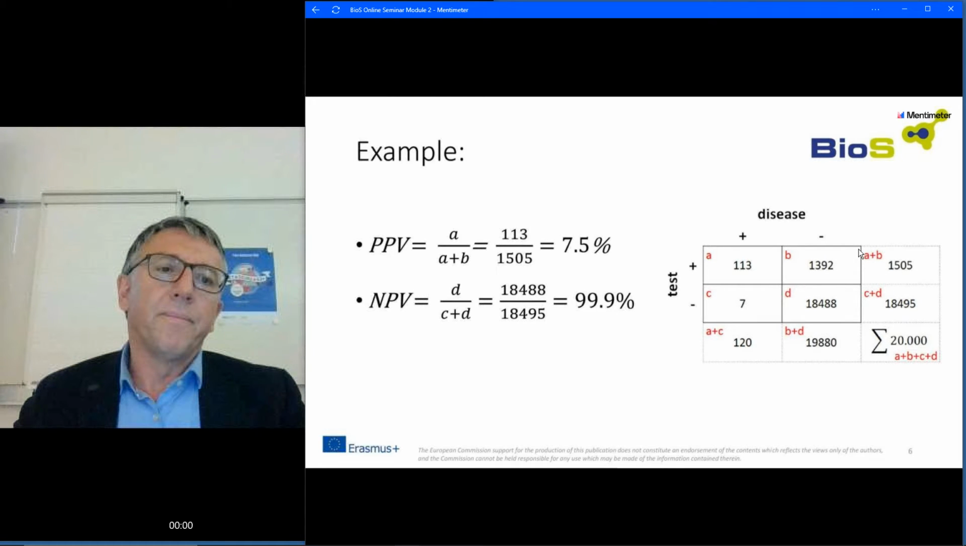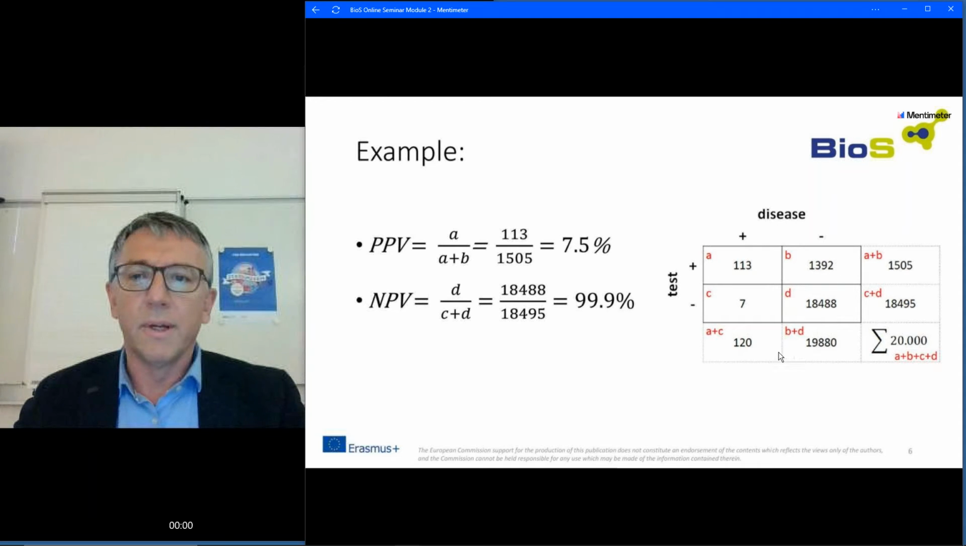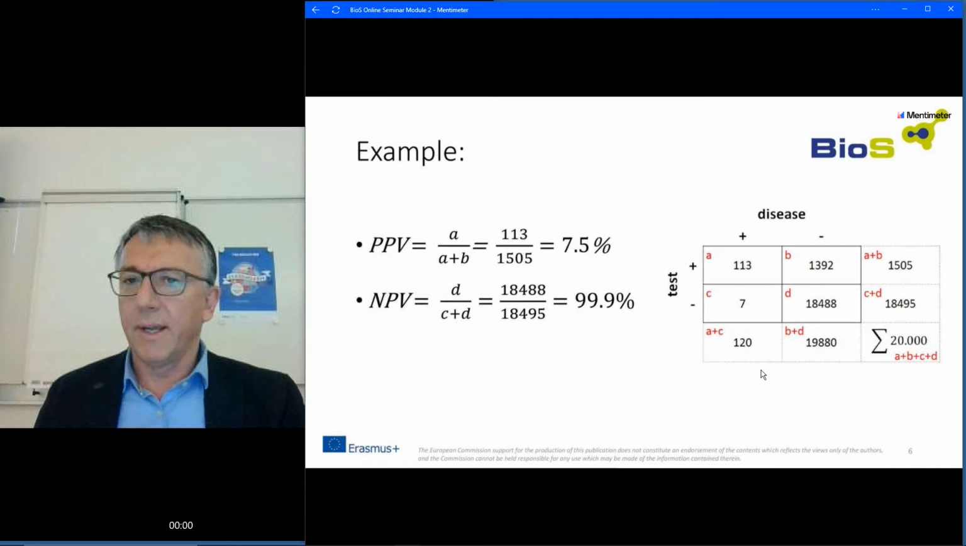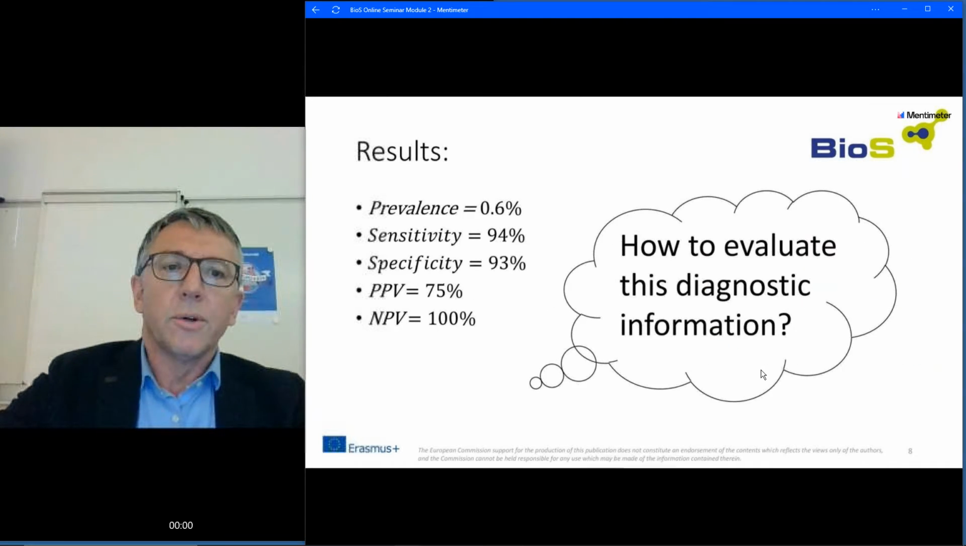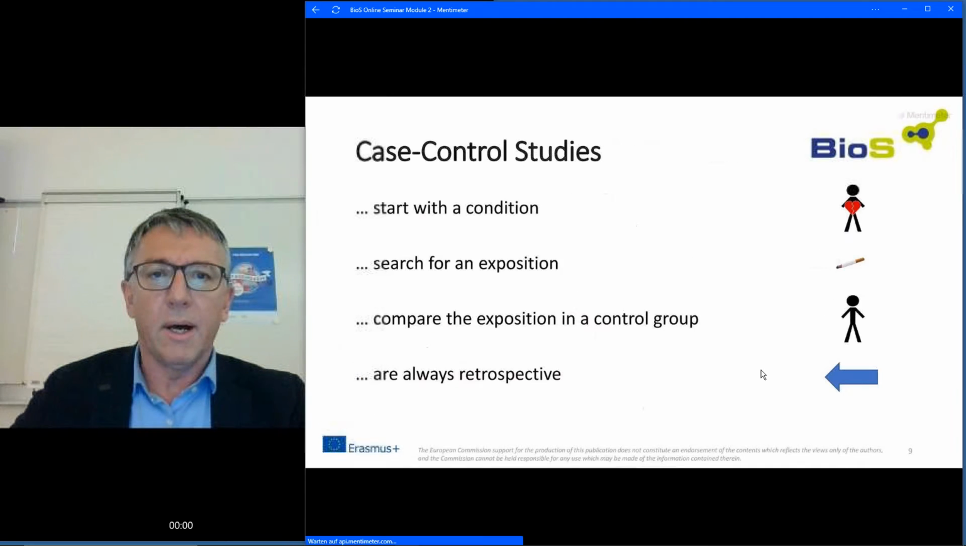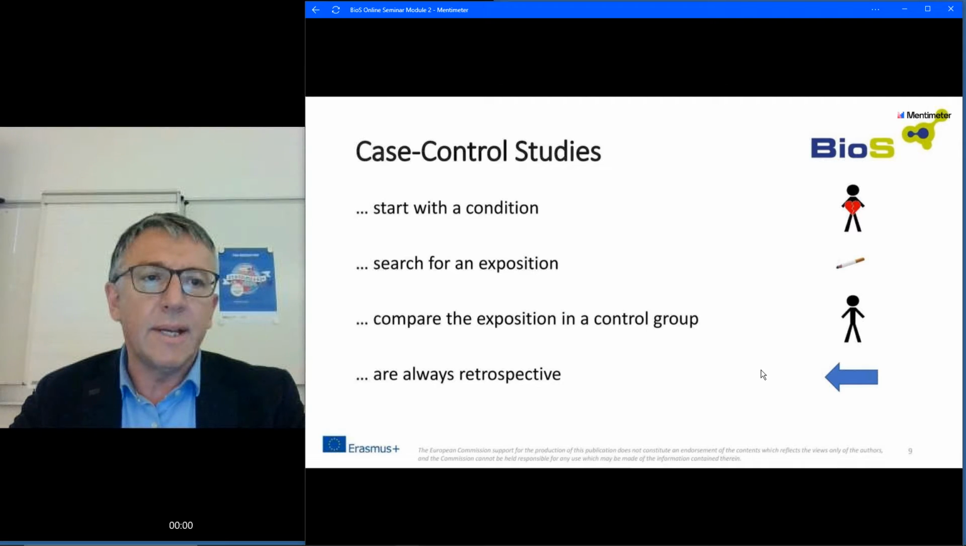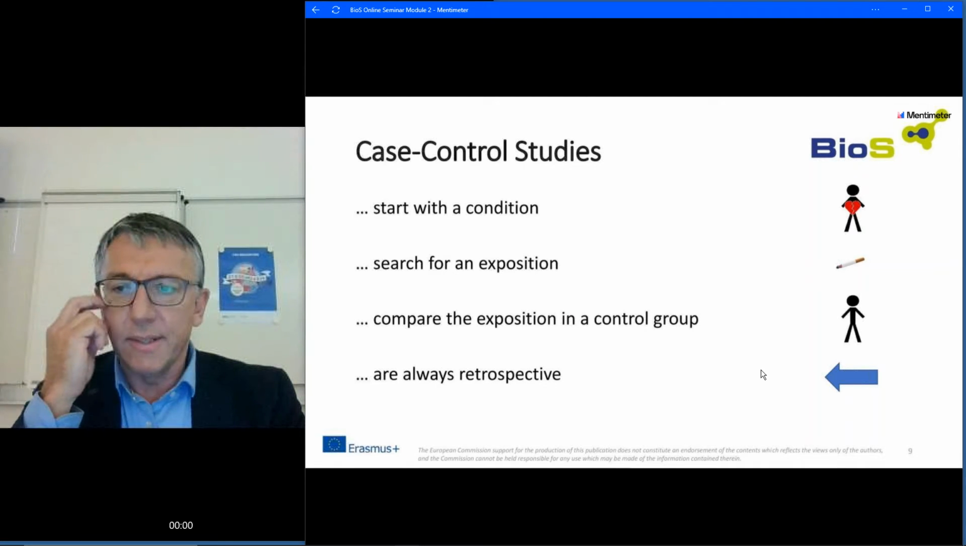We will see later on that this has a big relevance for the current COVID-19 PCR testing. So false positive rate and false discovery rate are also numbers that can be calculated from this 2x2 table. So this was information about diagnostic tests or diagnostic studies.